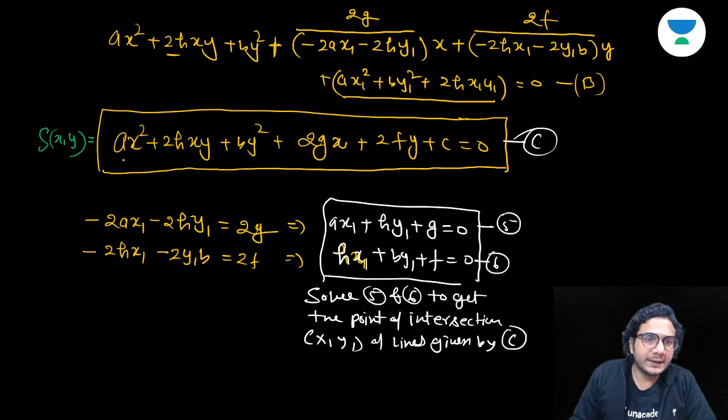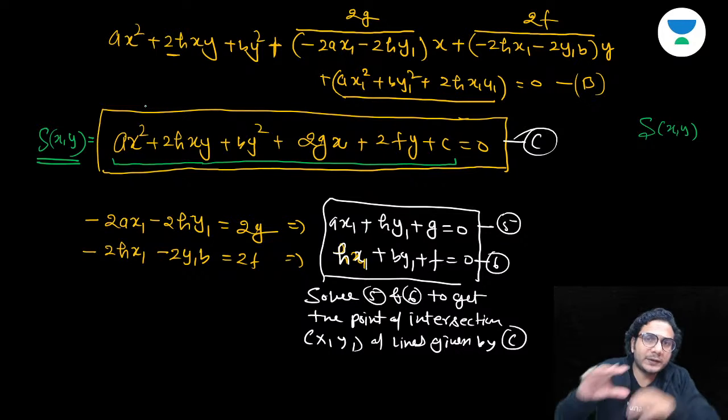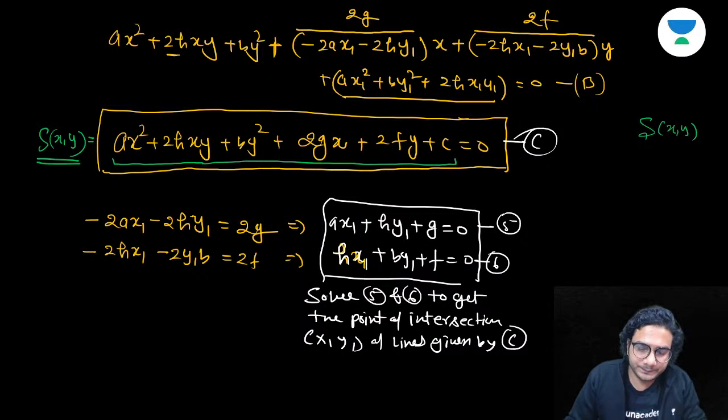See this equation. I'm calling this expression S(x, y). I'm just naming it as a function of x and y. Generally, a 2-degree curve is represented by S. I'm writing x, y just to represent that it's a function of x and y, so that I don't have to write the whole expression again and again.